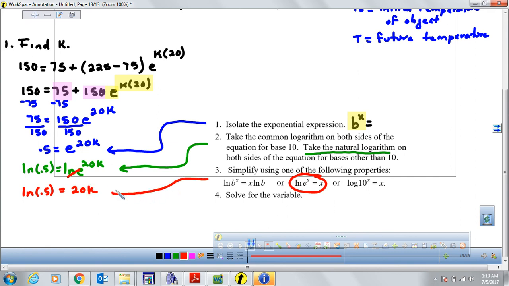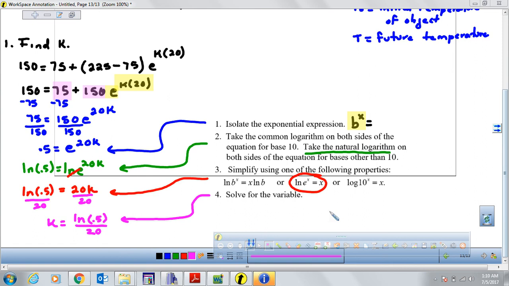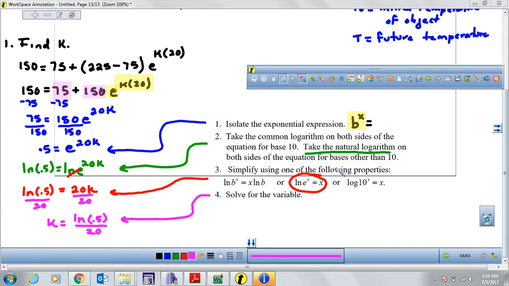And step 4 and last, I need to solve for K. How do I leave the K by itself? Dividing by 20 on both sides. So K is equal to the ln of 0.5 over 20. Do not use the calculator yet, because this is not my final answer. This is just part of the process. We're still not finding the final answer. This is just the rate, K.